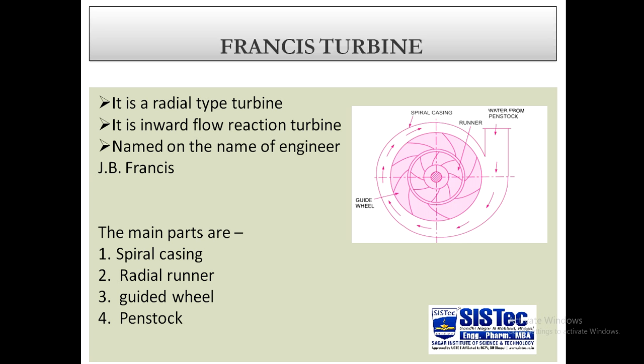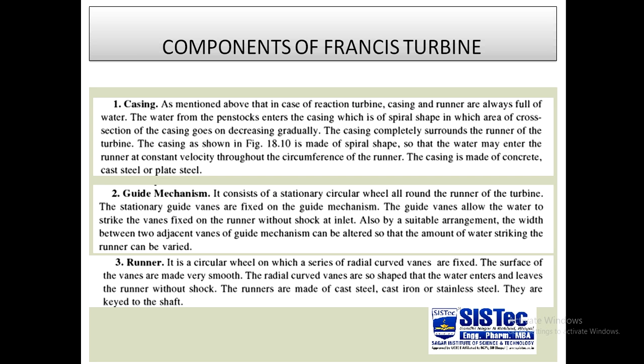So now further we are discussing some important points of the Francis turbine, the components of the Francis turbine. The first component is the casing. As mentioned above, the casing of the runner is generally full of water. When water enters from the penstock, the spiral shape casing is provided so that the casing completely surrounds the runner, and the casing is made of concrete or cast iron or steel.